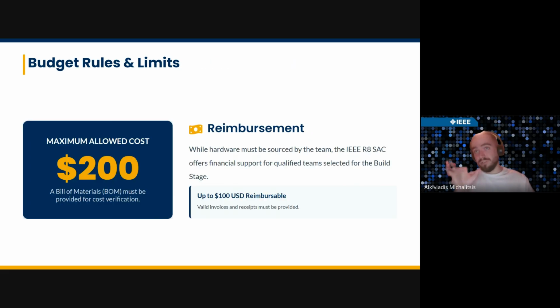Just a small reminder again, I know I've said it many times: the maximum allowed cost for your implementation shouldn't exceed 200 USD. Although you will not implement it now before the build phase, you should provide to us the expected costs. So you should prove to us that you will not exceed this amount.